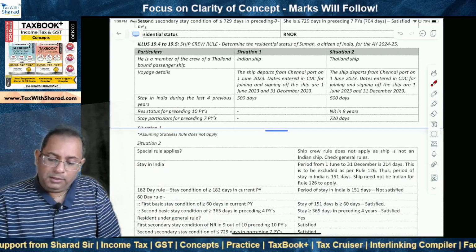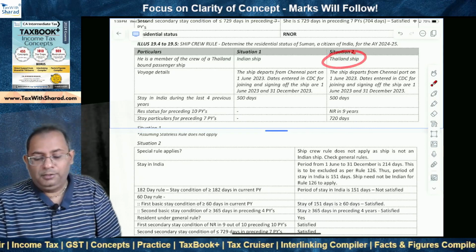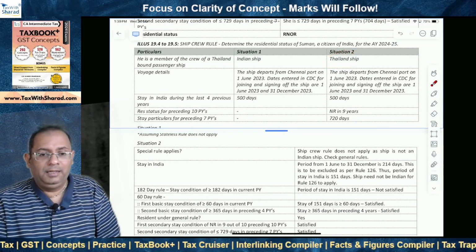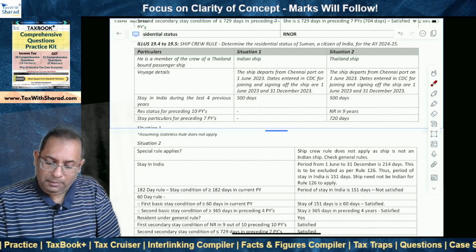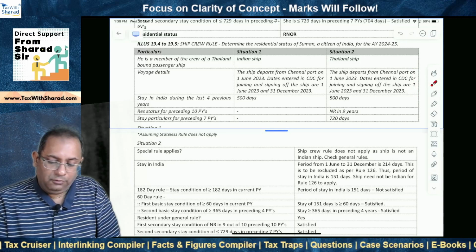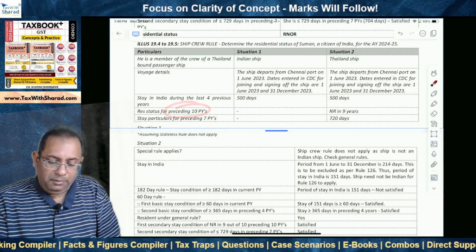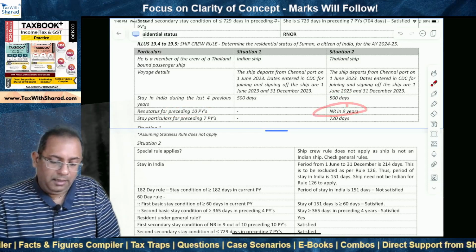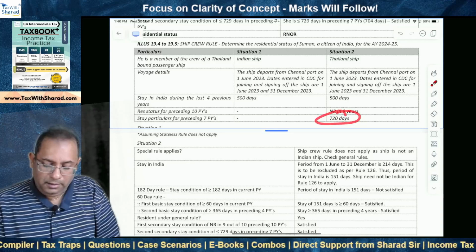Situation 2. In situation 2, the ship is not an Indian ship, the ship is a Thailand ship. So it is a foreign ship. The voyage details are basically the same. Then we are told that stay in India during the last 4 previous years is 500 days. In the preceding 10 previous years, he was non-resident in 9 years. And in the preceding 7 previous years, he was 720 days in India.